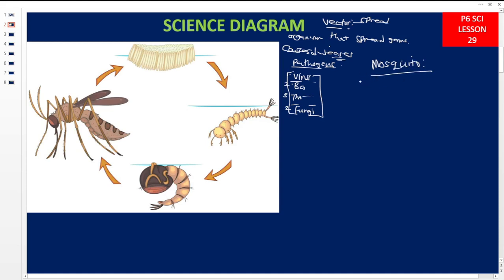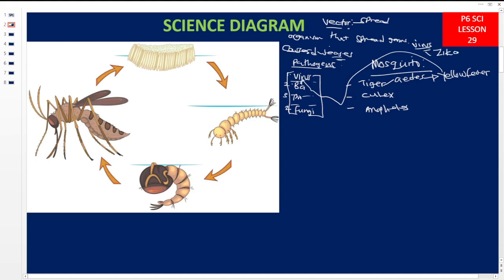Now these mosquitoes are of 3 types. One, we have the tiger mosquitoes. Two, we have the Culex mosquito. And three, we have the Anopheles mosquito. But mainly, let us first get the tiger mosquito. It is also called the Aedes mosquito, and it is responsible for carrying a germ which causes yellow fever, and that germ is under a type of what? Virus, and that virus is called the Zika virus.